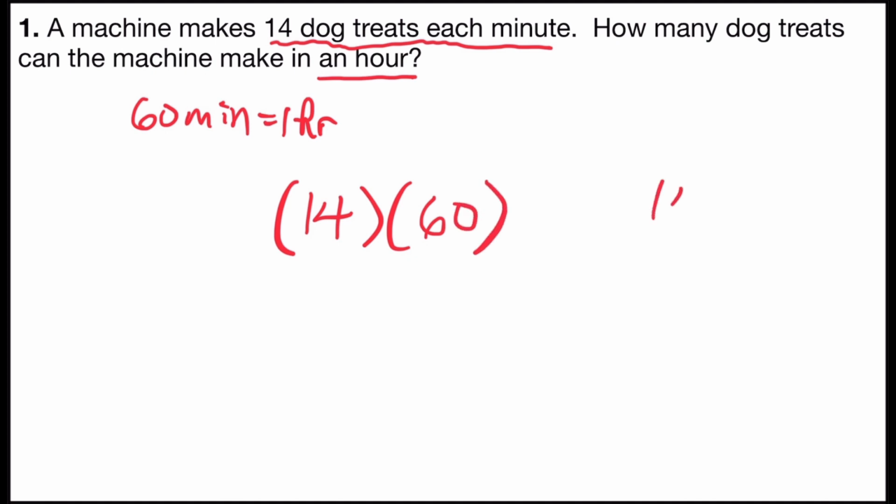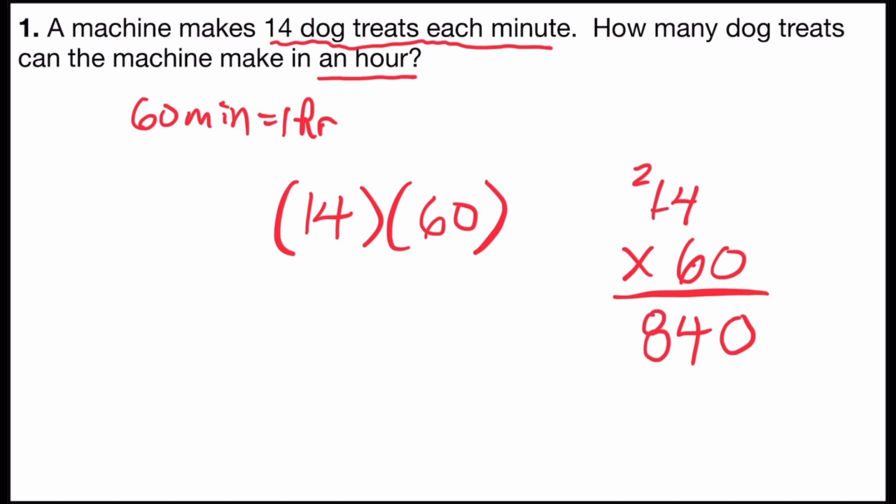So we have 14 times 60. You'll notice I used a trick and put the 0 on the end and just dropped it down. 6 times 4 is 24, which we write the 4 and carry the 2. 6 times 1 is 6, plus 2 is 8. And so 14 times 60 will give us 840 dog treats in the hour.